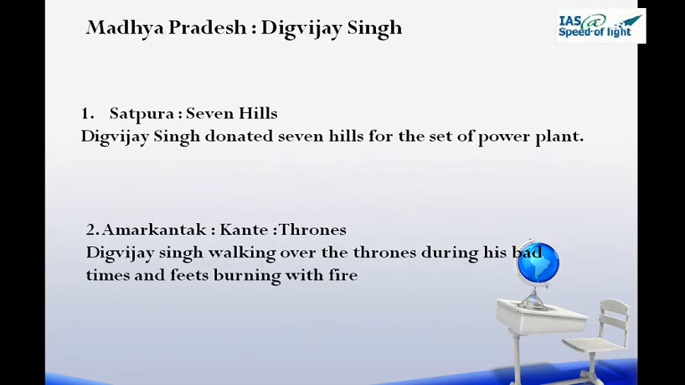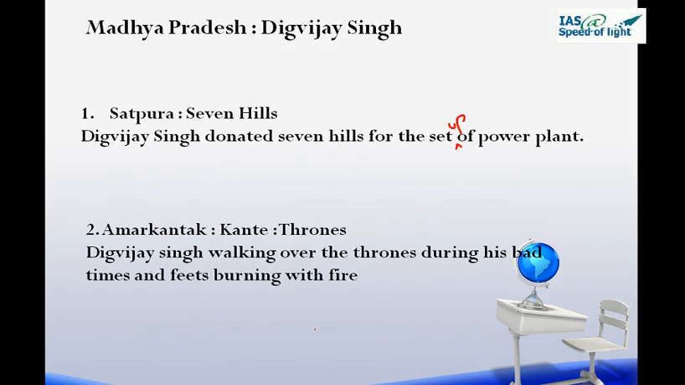Coming to the state of Madhya Pradesh, our image is Digvijay Singh. The first thermal power plant is Satpura, or Satpura, seven hills. Sat is seven, and Pura is a form of hill, so seven hills. Digvijay Singh is a rich man, and he has donated seven hills for the setup of a power plant. So Digvijay Singh donating his own lands for the setup of a power plant. So Digvijay Singh, seven hills, that is Satpura, and the setup of a power plant.